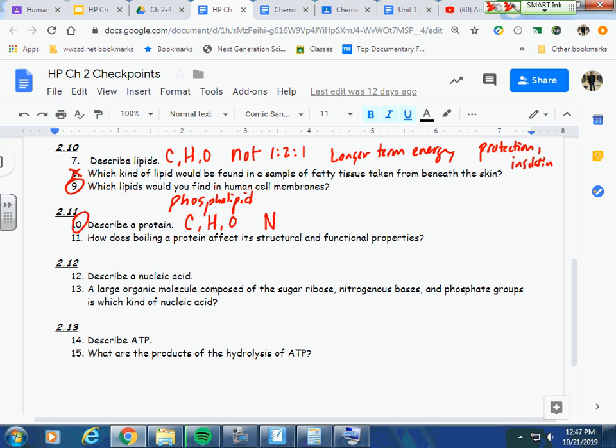If we go through the different biomolecules, we end up spelling CHOMP, which sounds like chomp. So this is sugars if it's a 1 to 2 to 1. This is lipids if it's not 1 to 2 to 1. And this would be proteins here. This would be the nucleic acids, next group.